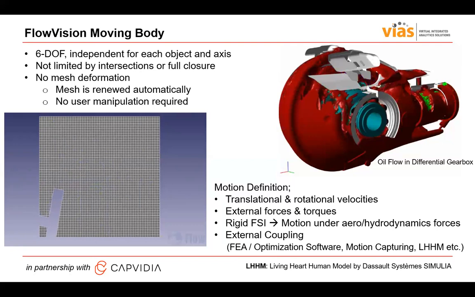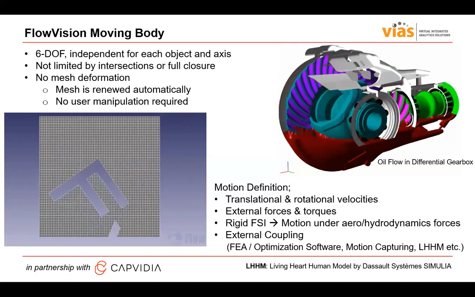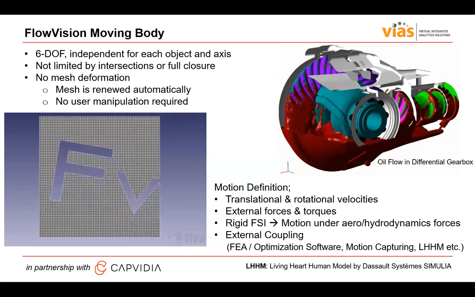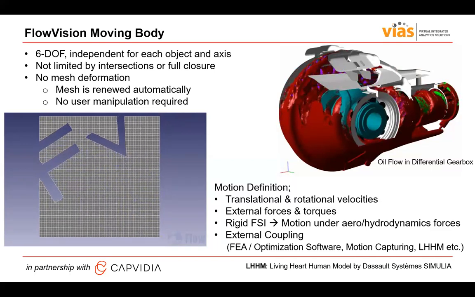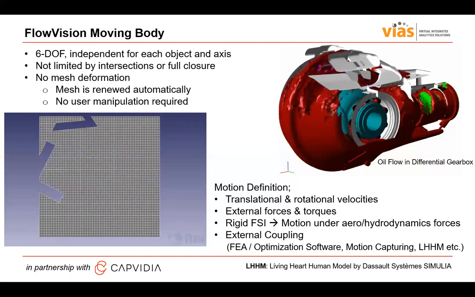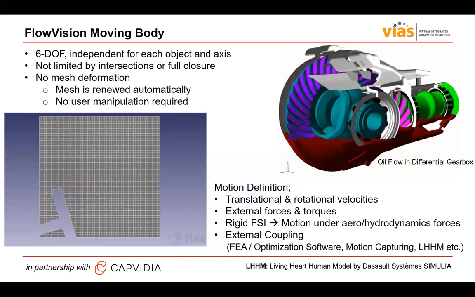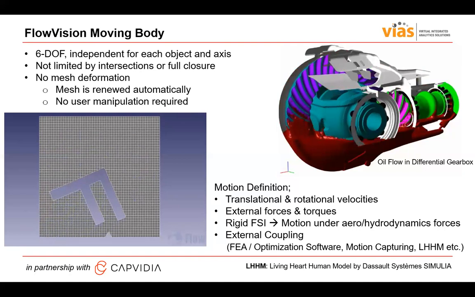And finally, there can be some external coupling where the movements are coming from finite element software, some optimization software, in some cases from motion capturing recorded movements, or in the Living Heart Human Model from the Dassault Systèmes simulator, where the heart movements are being transferred from Abaqus software, which were previously defined there. So all kinds of movements and all kinds of definitions can be used in FlowVision.